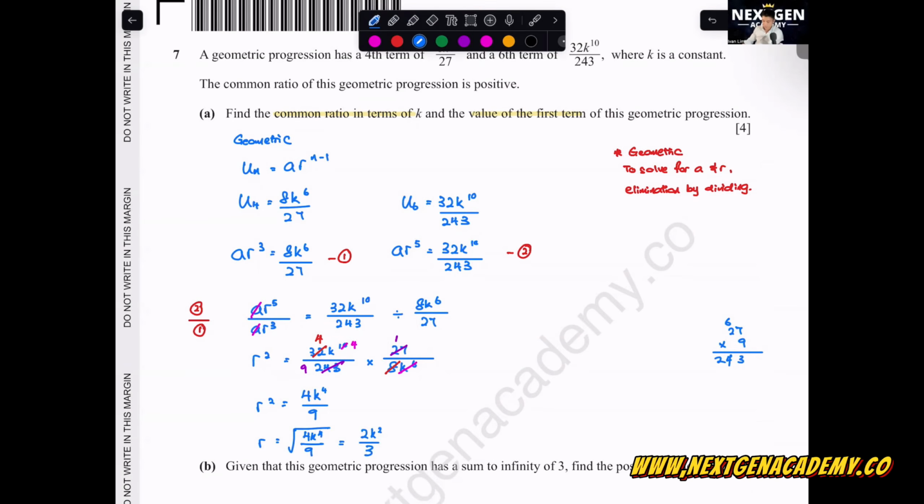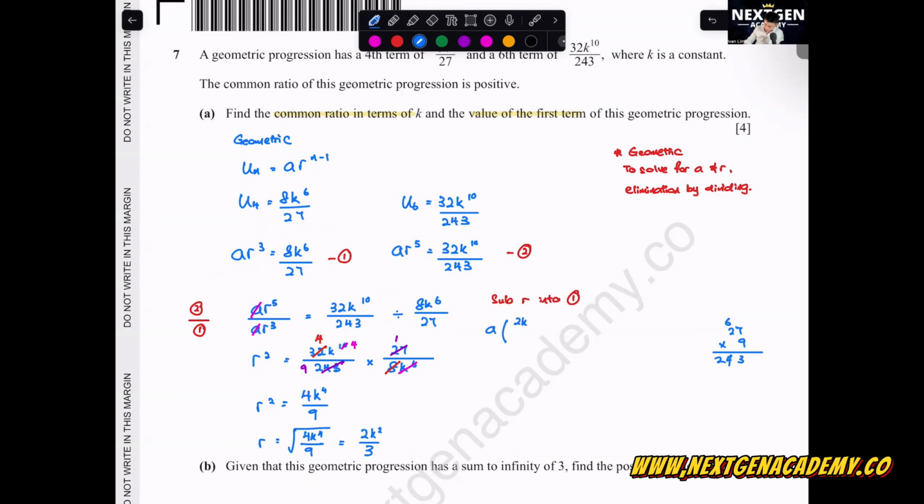Then we want to find the value of the first term. Okay, which one will be the easiest for us to substitute? There's only two equations. Sub into the smaller one. AR cubed equals 8k to the power 6 over 27. Okay, so we're going to sub R into equation 1.